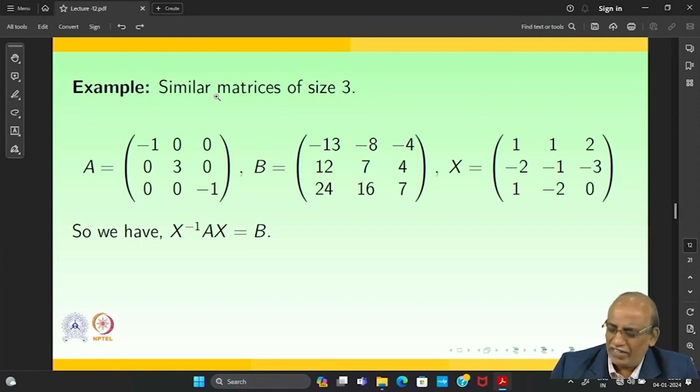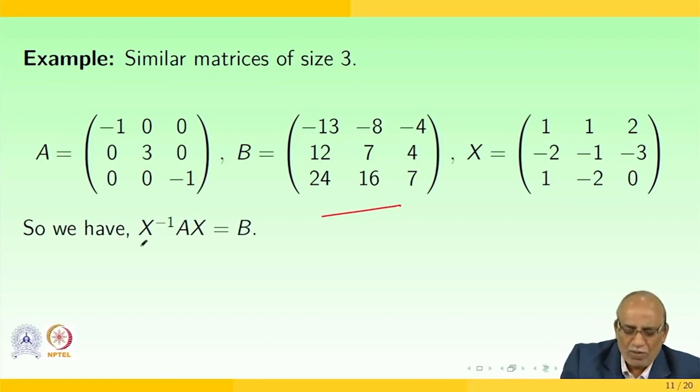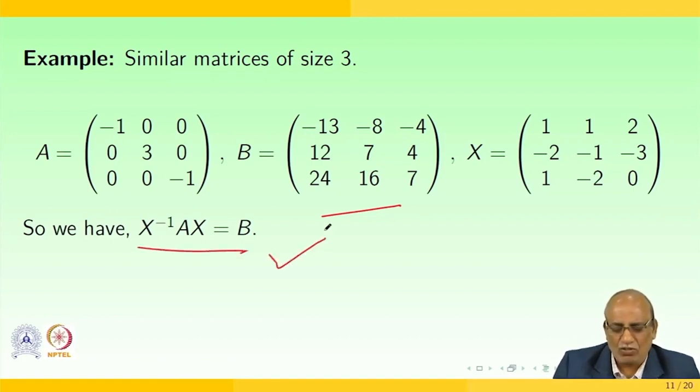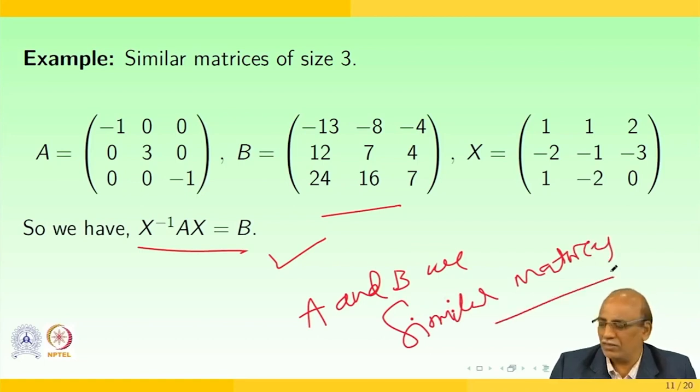So, we were able to find an X such that X inverse AX is equal to B. See this example: we have similar matrices of size 3, with matrix A, matrix B and X. So, we get X inverse AX is equal to B. Right? So, the matrices A and B are similar matrices.